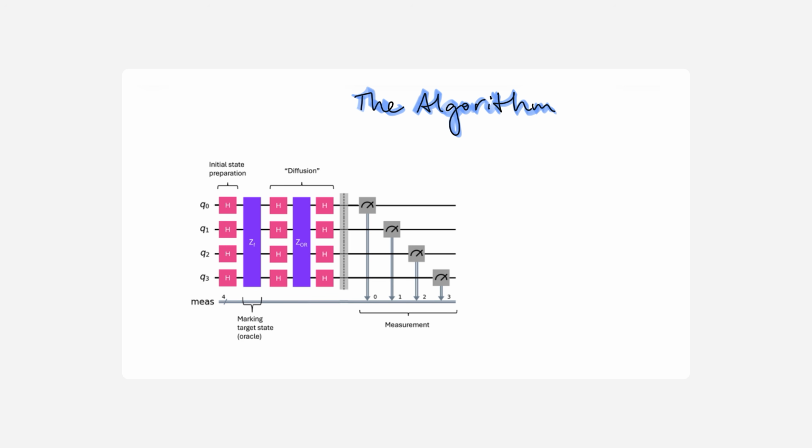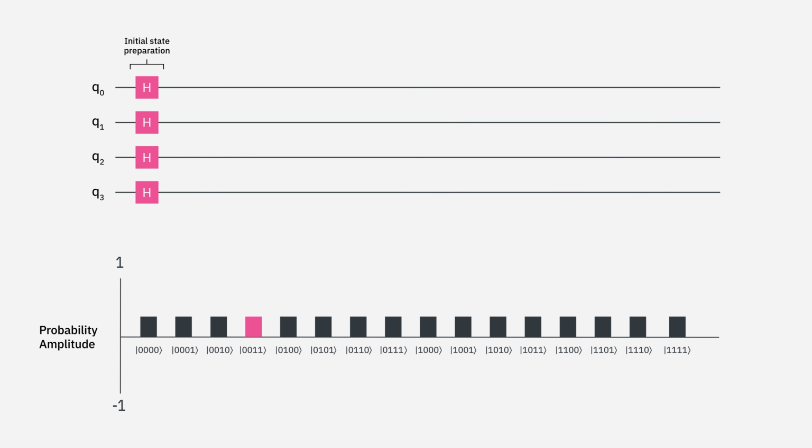So how does the algorithm work? For simplicity, we'll assume there's exactly one correct state, though Grover's can be generalized to find multiple solutions. Here's an example circuit of one iteration of Grover's algorithm with 4 qubits. First, a Hadamard gate is applied to each qubit. As a reminder, the Hadamard takes 0 to the equal superposition 0 plus 1 over root 2, and takes the state 1 to 0 minus 1 over root 2. Applied to all 4 qubits simultaneously, this creates an equal superposition over all 2 to the 4, which is 16 possible states, each with identical probability.